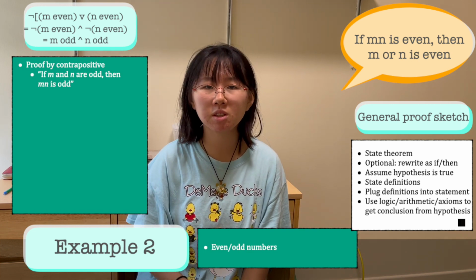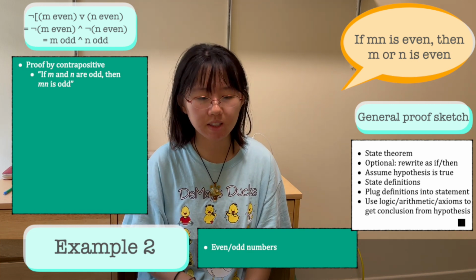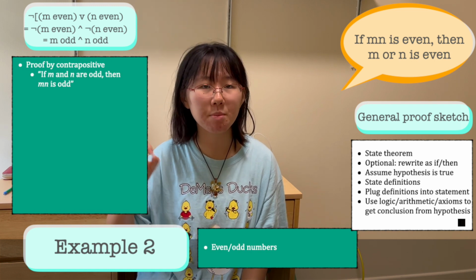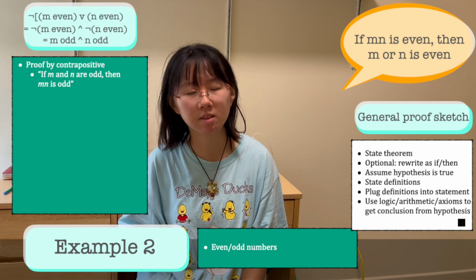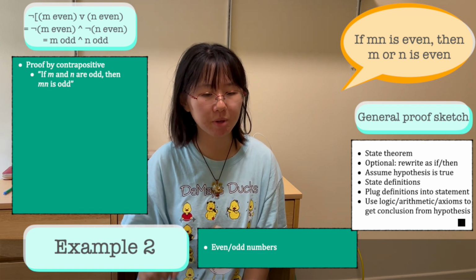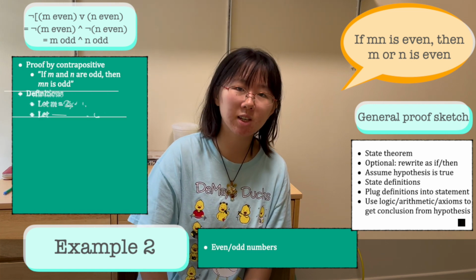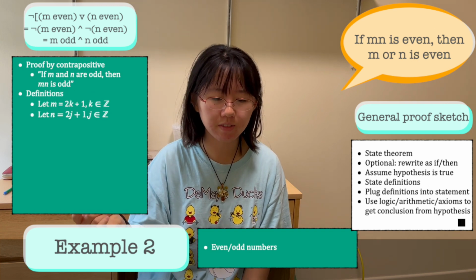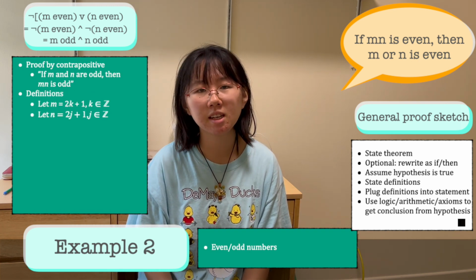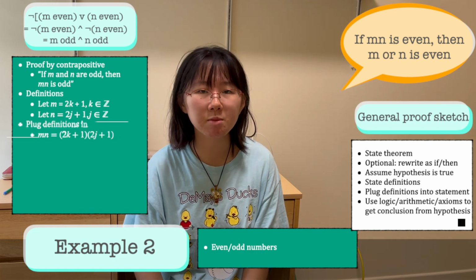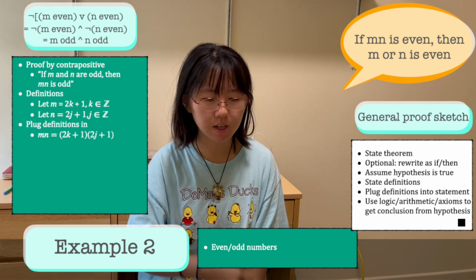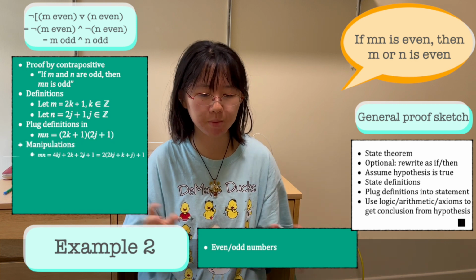And remember, we can use De Morgan's law on this to see why it has to be m and n are odd instead of just m or n being odd in the new hypothesis. Once again, let's state our definitions. The value of m, the value of n in integers, and let's plug our definition into our statement. So we have this now, and then we do some manipulations, right?